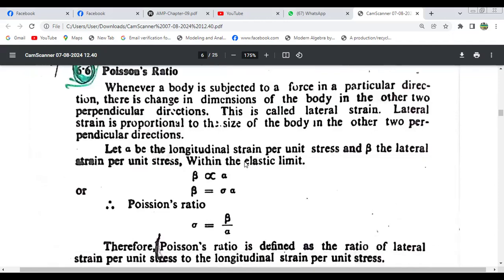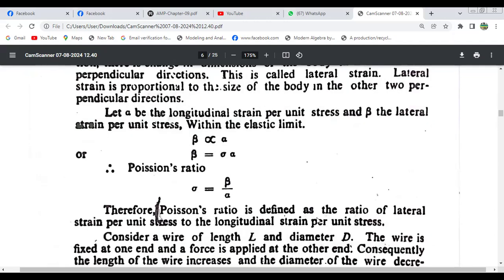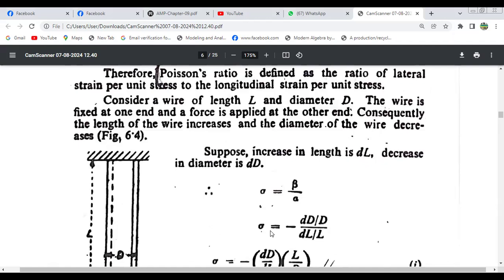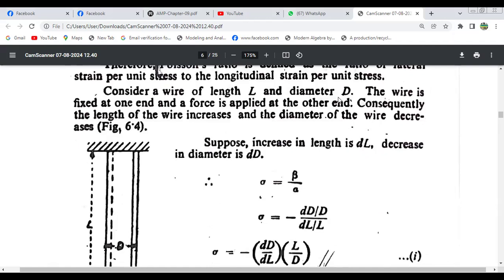Now Poisson's ratio, we must know what is Poisson's ratio. Alpha is the longitudinal strain per unit stress, and beta is the lateral strain per unit stress within the elastic limit. So beta divided by alpha. So Poisson's ratio equals beta divided by alpha. Therefore the Poisson's ratio is defined as the ratio of the lateral strain to the longitudinal strain, equal to Poisson's ratio.